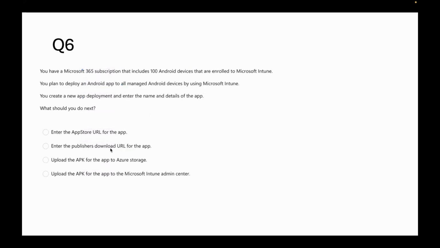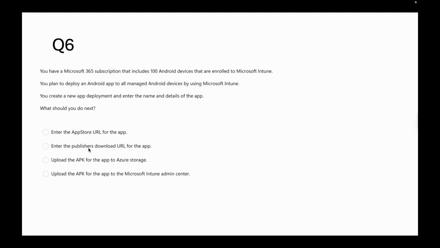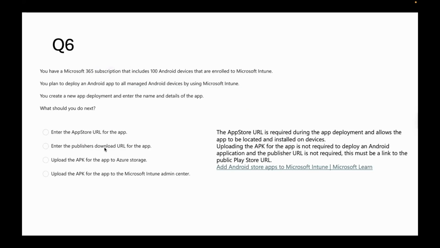So as per the answer, you can see that we have publisher information, but in the answer it is asking for a publisher download URL. It's very tricky. So the right answer should be enter the App Store URL for the app. Even as per the reference, the information that Microsoft offers against this question is the App Store URL is required during the app deployment and allows the app to be located and installed on devices.